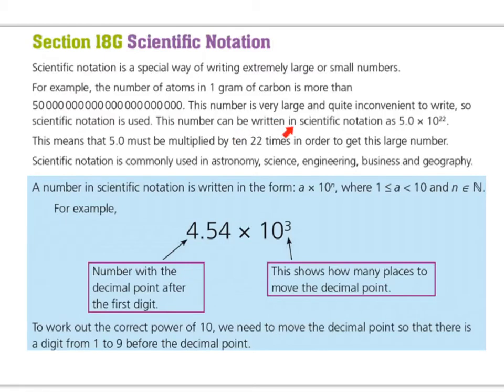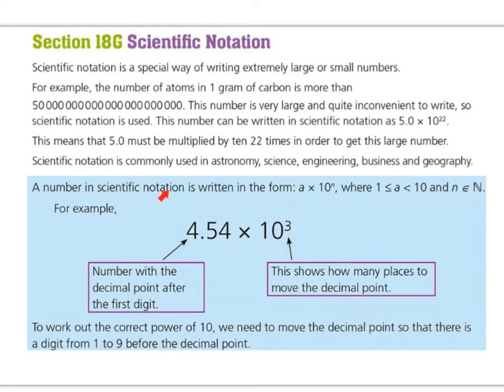This number can be written in scientific notation as 5.0 times 10 to the power of 22. This means that 5.0 must be multiplied by 10 22 times in order to get this large number. Scientific notation is commonly used in astronomy, science, engineering, business, and geography.